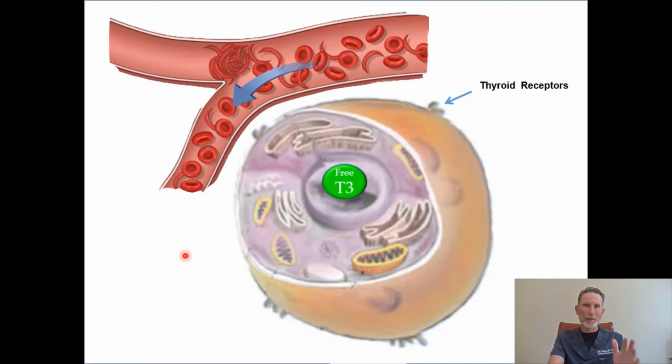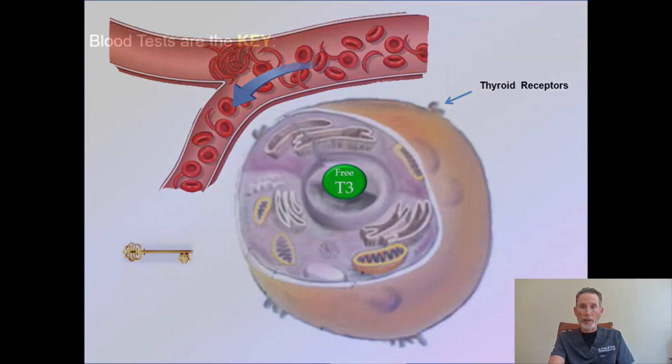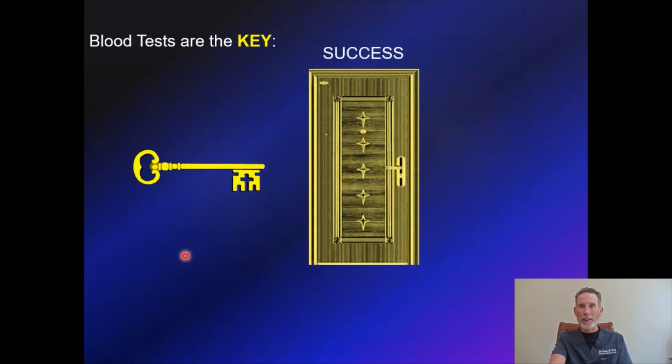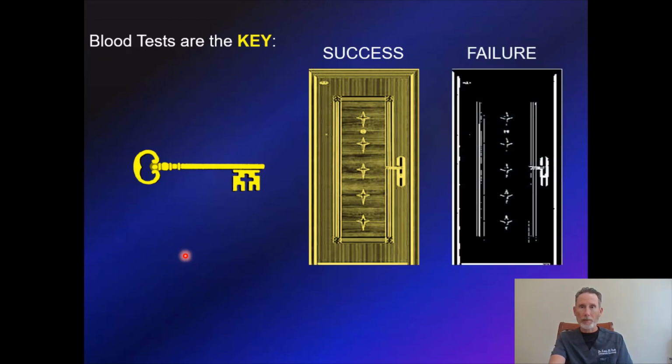If that doesn't happen, doesn't matter how much hormone you take, how much you make, nothing matters because it has to get into the cell to be effective. Okay, so that's the key. The key is getting T3 into the cell. And how do you know if it's happening? And how do you know where it's not happening right? If that's the case, the key is blood test and doing the right test and looking at the right numbers. And this is literally the difference between success and failure.